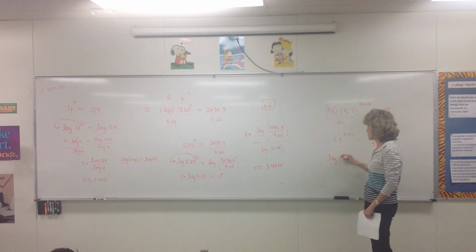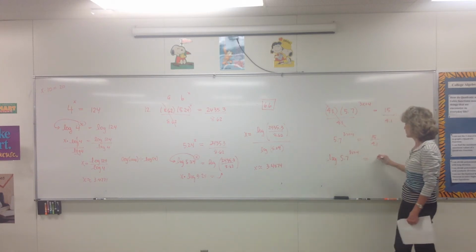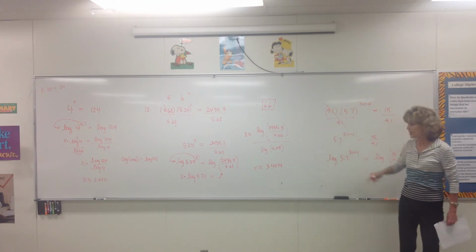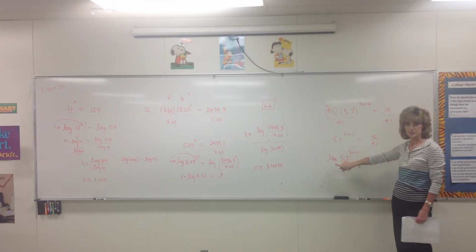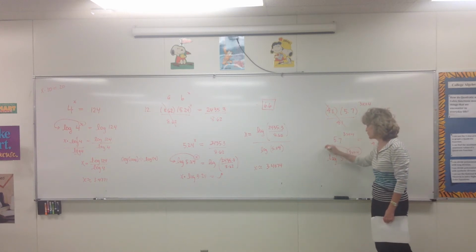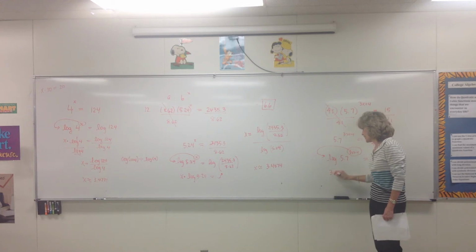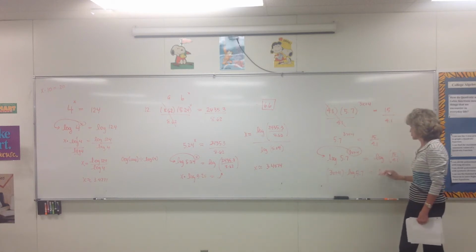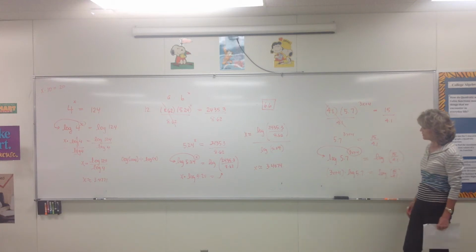If you take log of 5.7 to the 3x plus 4, then whatever you do on one side, you must do the same on the other side. And then you notice that you have a log, which is an exponent, to another exponent. That means multiply. So if you multiply, you have 3x plus 4 all times log 5.7 equals whatever you get when you do log 15 divided by 4.1.